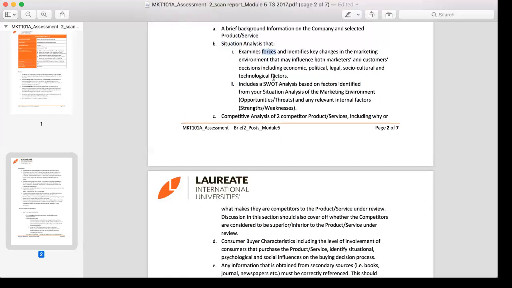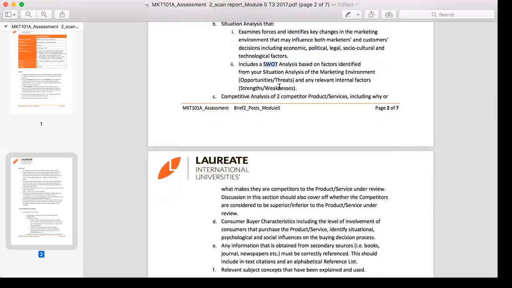So what is the purpose of this analysis? The purpose is to show how these factors change and how their changes affect our business. Then please also look at the SWOT analysis: strengths, weaknesses, opportunities, and threats. That one is still in module 1. If you look at the module 1 presentation, you will be able to find the first two.